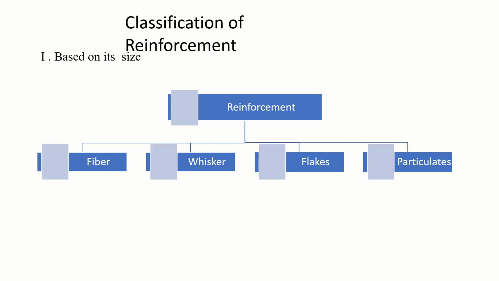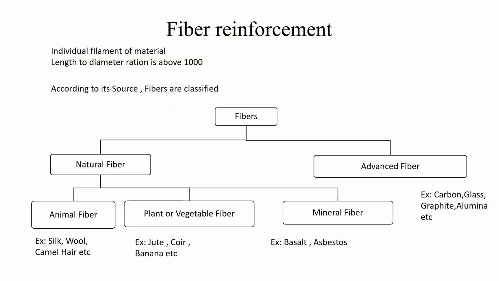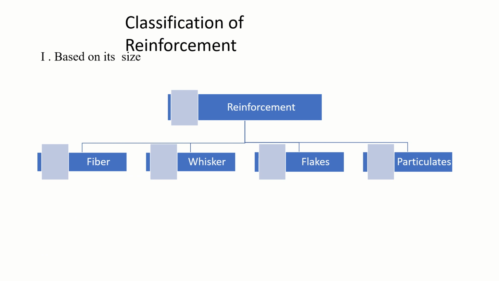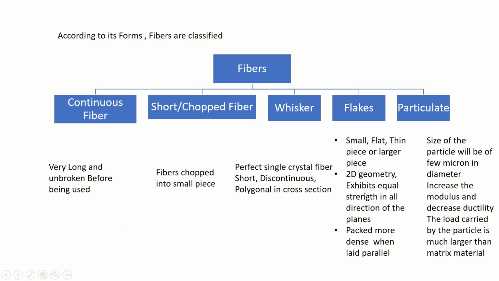Reinforcement is classified based on its size, the fiber size of the composite. One is fiber, whisker, flakes, and particulates. When we focus on fiber, the length to diameter ratio is very large. It has a huge length and a very small, micron-level diameter. The same applies to whisker, flakes, and particulate also.